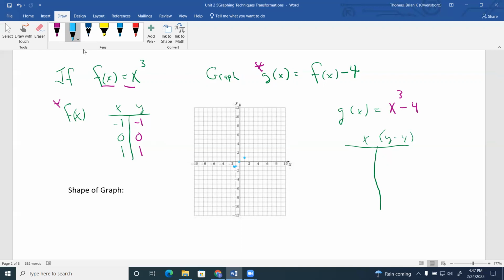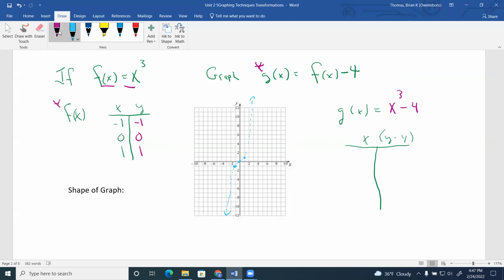Now remember, the cube function is snake-like. So it's going to kind of come down along the y-axis. It's going to cut across the origin and then turn around and go across along the y-axis from the other side. So that's the snake function. It kind of makes that look.